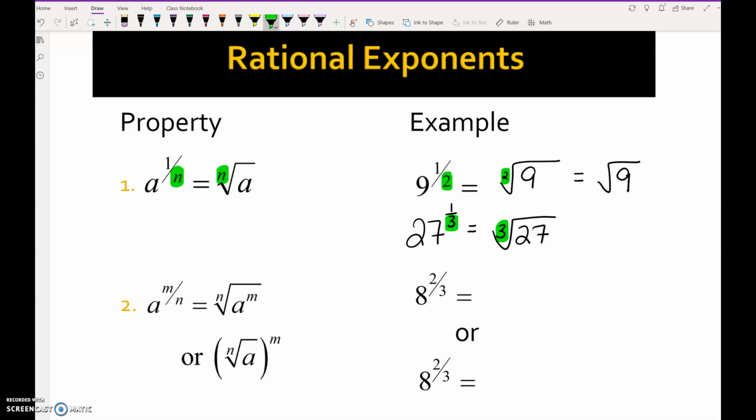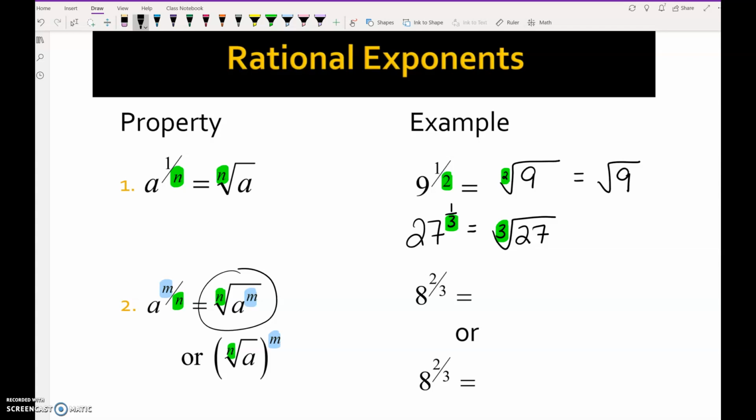Okay. Property 2 just expands on this. The bottom number is still going to be the index. The top number becomes the exponent. And there's 2 ways to write this. You can either write it with the exponent underneath the radical, or you can write parentheses around everything and the exponent on the outside. I think it's easiest to write this format.